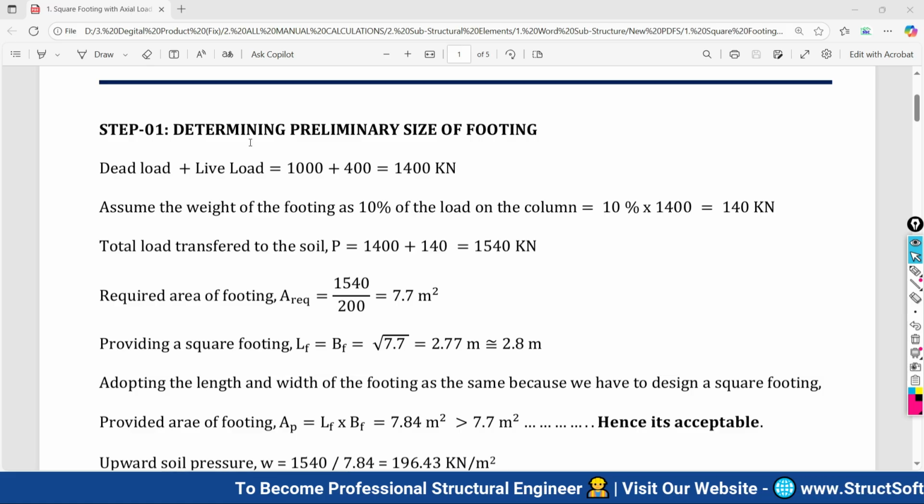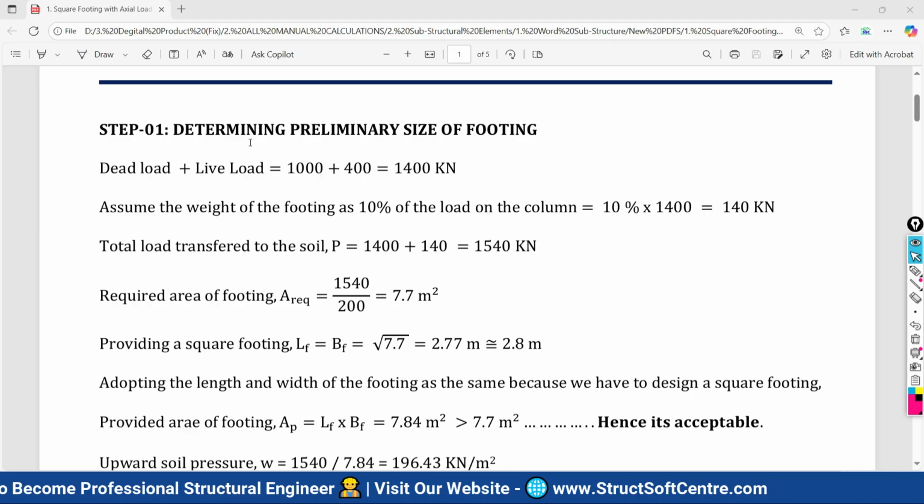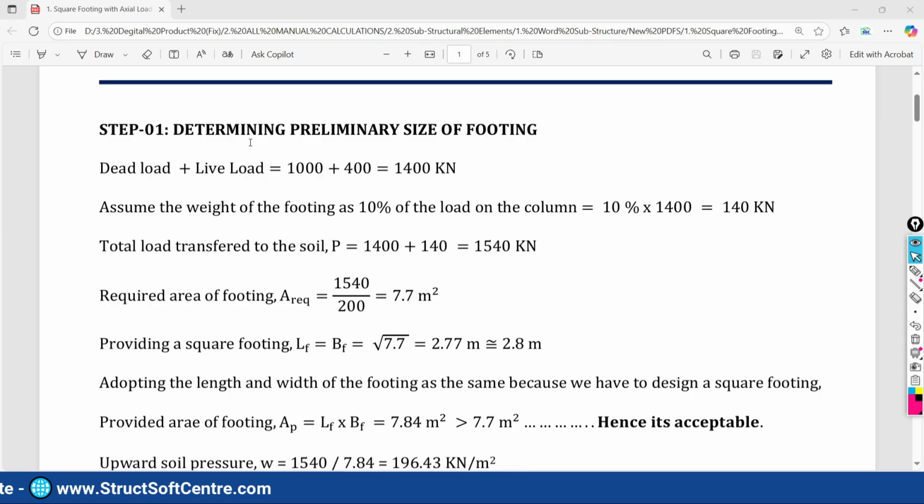Means what should be the safe size of the footing in respect of length, in respect of width, in respect of depth. We have to find out the preliminary sizes, and with those preliminary sizes we are going to do the design and perform the checks. If that size is safe, then we are going to adopt it. If that size is not safe, then we will repeat the calculation.